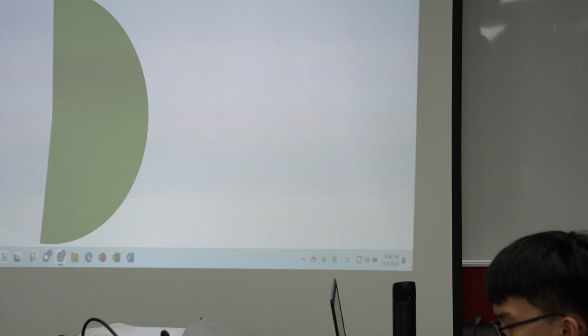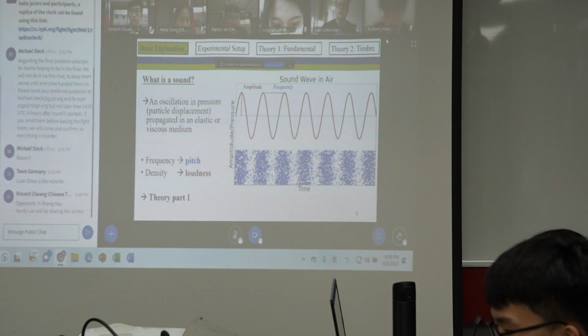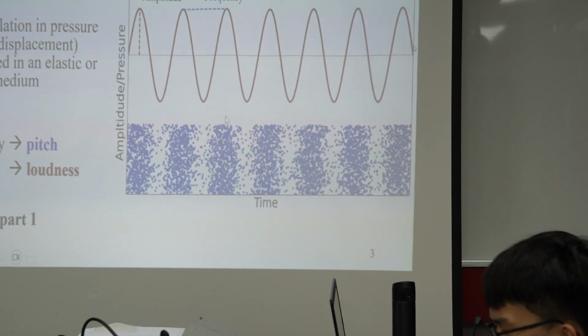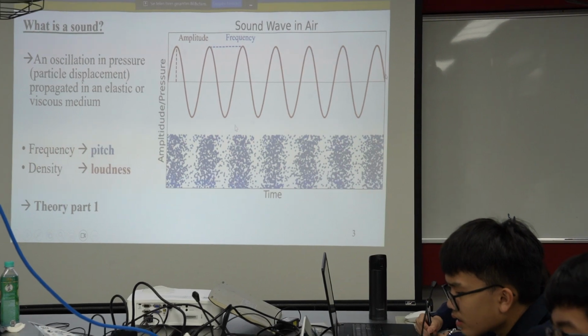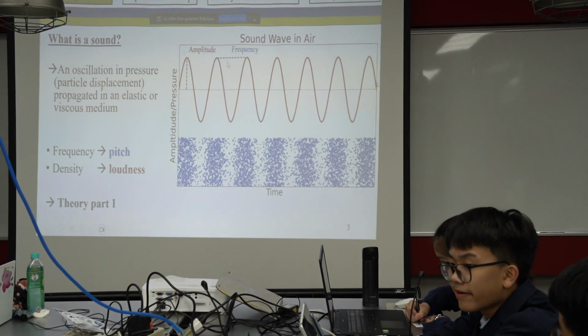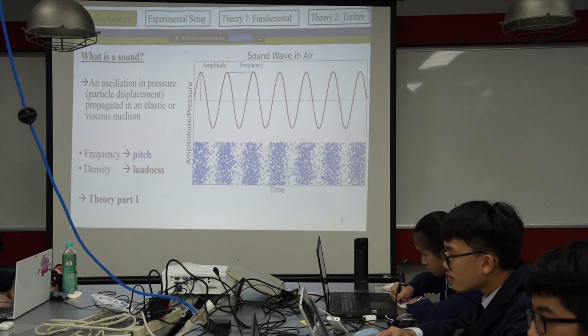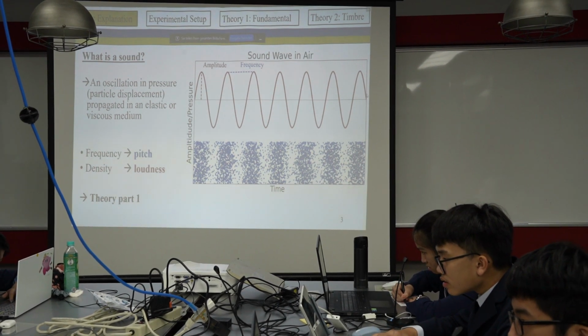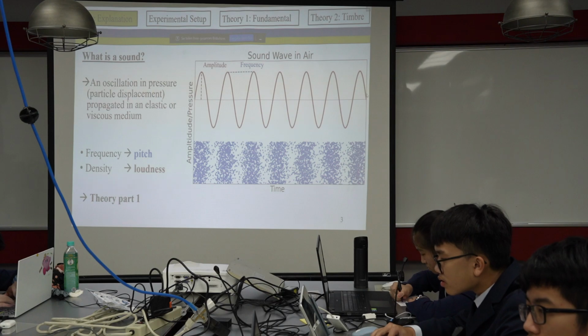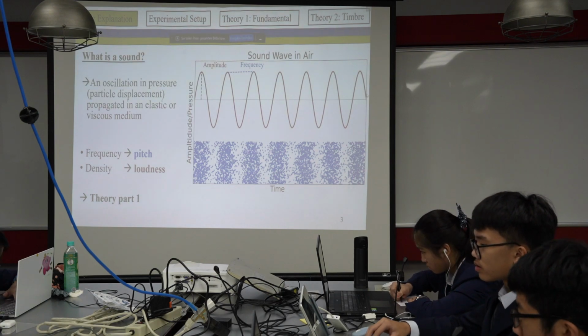A sound is an oscillation of pressures or a particle displacement propagated in an elastic or viscous medium. This oscillation could, for example, look something like this. You can see that the denser regions in air correspond with the maximum of the sine wave. The frequency of the oscillation thus determines the pitch, and the density, the loudness of the tone that is perceived. We'll investigate the parameter of pitch in the first part of my theory.